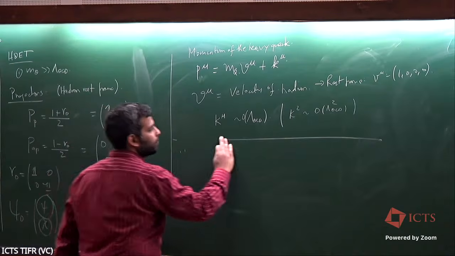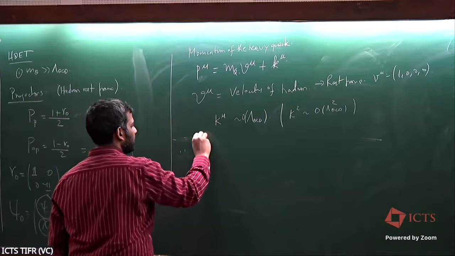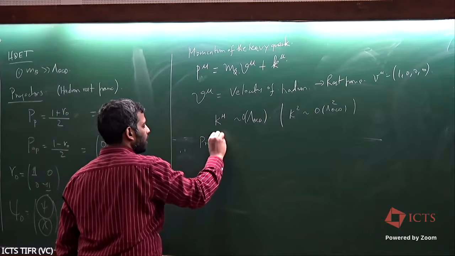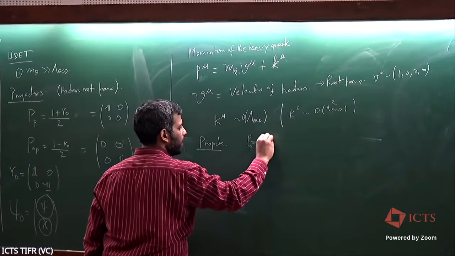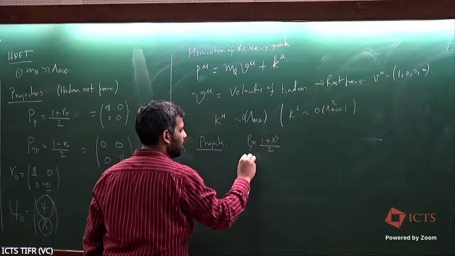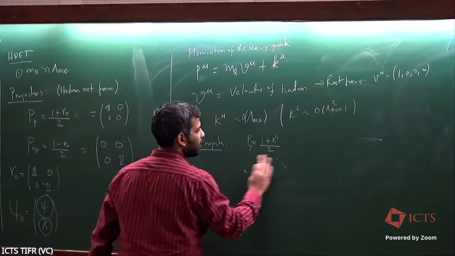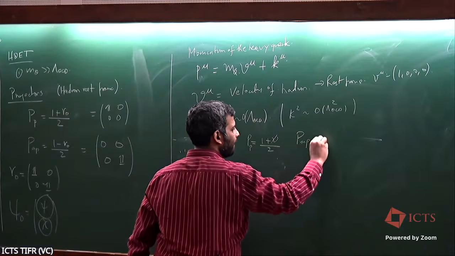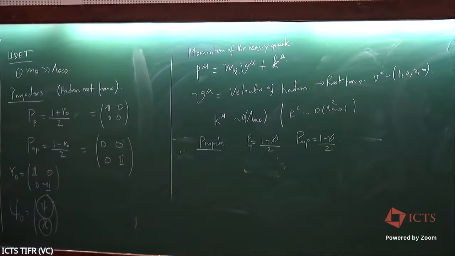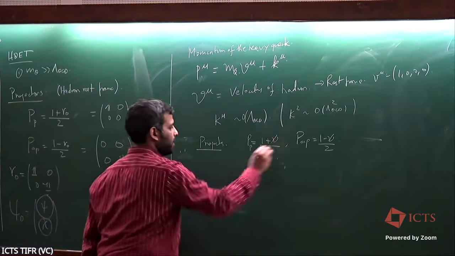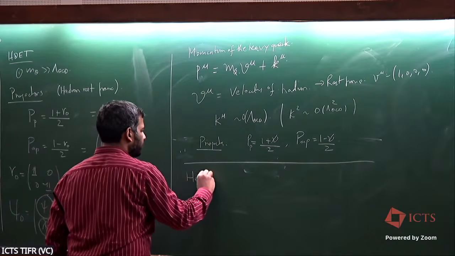Yeah, so since I defined the velocity, now the projectors in terms of velocity are given by P particle, which is (1 plus v slash) by 2, and P antiparticle is (1 minus v slash) by 2. Whereas here I had defined in the hadron rest frame, so this is just simple. So let me write the heavy quark propagator.